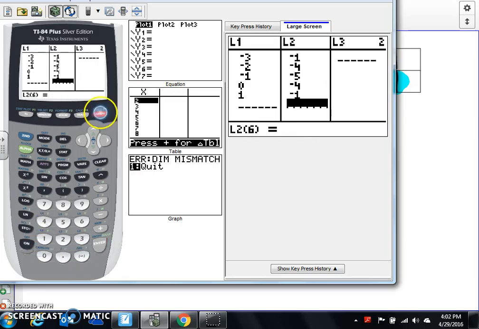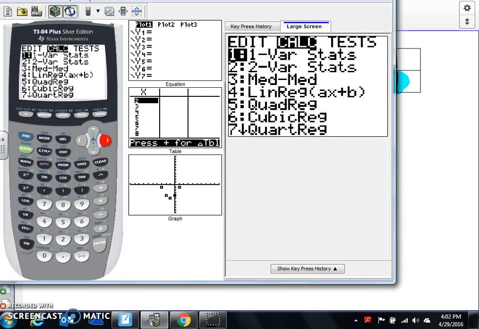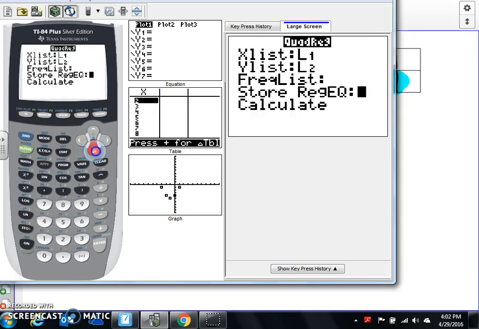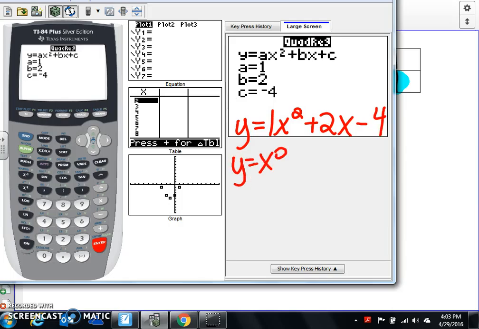Okay. Now we can go to the graph, and sure enough, this definitely looks like a U, right? So that's definitely going to be a parabola. So we can go ahead and go to stat, calculate. This time we want quad, right? Because it's a quadratic. So we're going to go to 5, quadreg. Go ahead and go all the way down, push enter, and there we go. So y equals, we just plug in our numbers. 1x squared plus 2x minus 4, which is really just y equals x squared plus 2x minus 4.